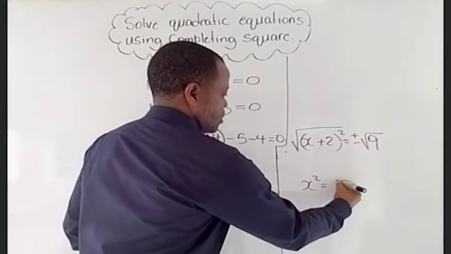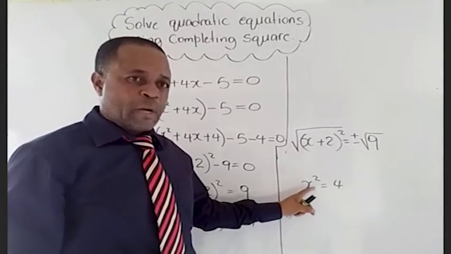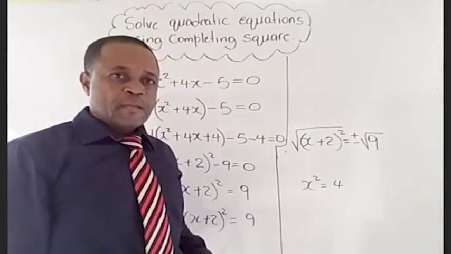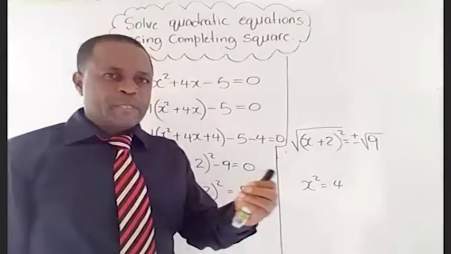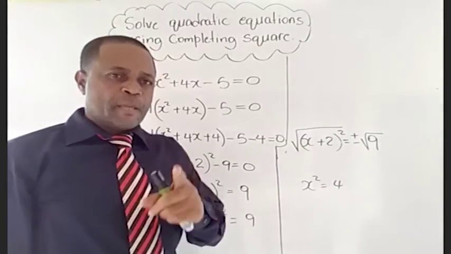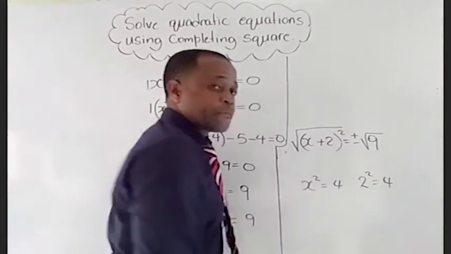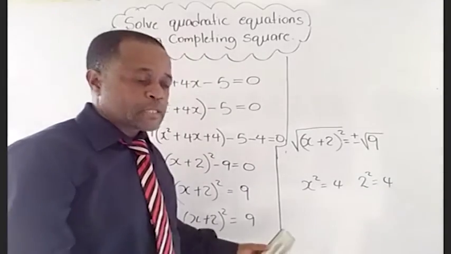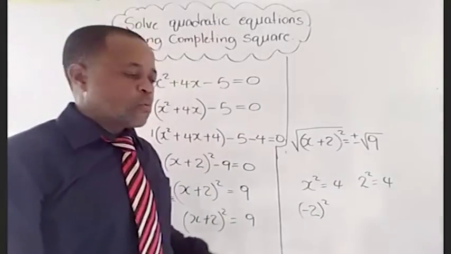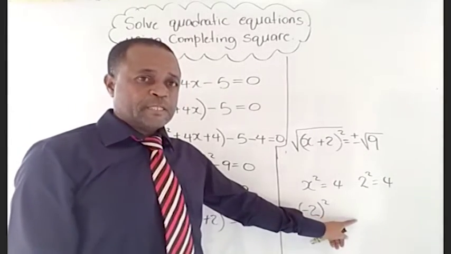X squared is equal to 4. Now, if I ask you, what's the value of x, so that when I square x, it gives us 4? Then I know that many of you would be tempted to say, oh, it's 2. Not that you're incorrect, because if I square 2, it is going to give me 4. But what if I square -2? What will that end up giving us? That will end up giving us 4 just the same.